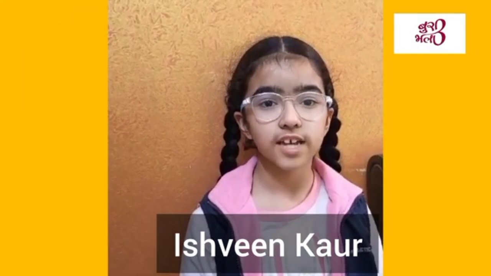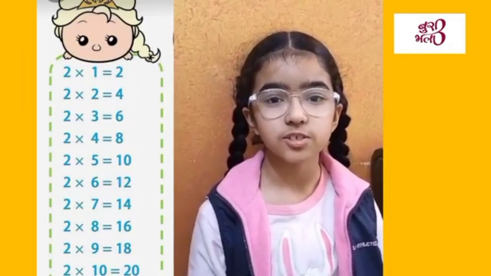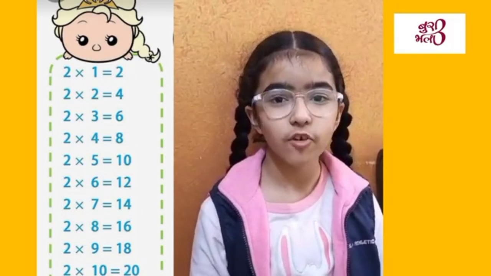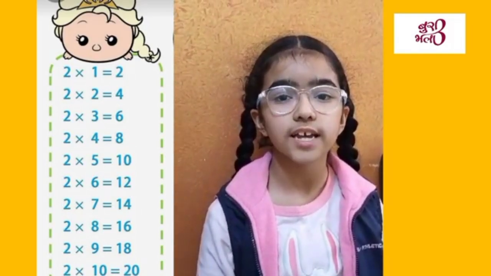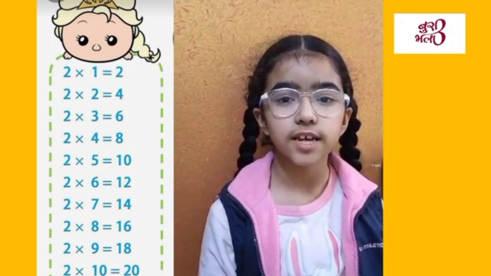Viewers, let's learn the table from 2 to 10. Table of 2. 2 ones are 2. 2 twos are 4. 2 threes are 6. 2 fours are 8. 2 fives are 10.